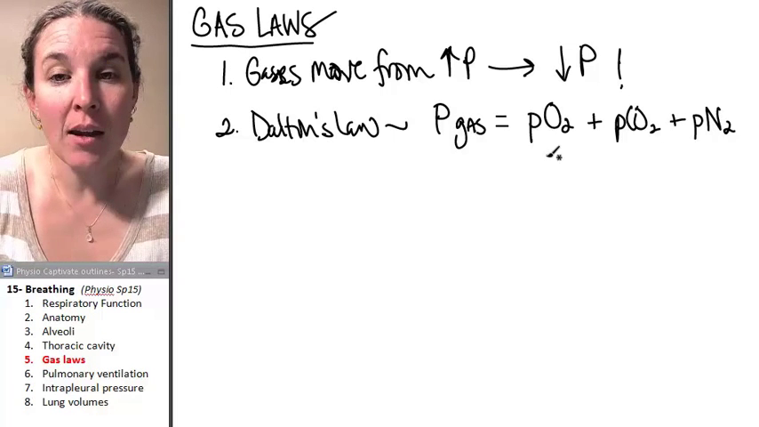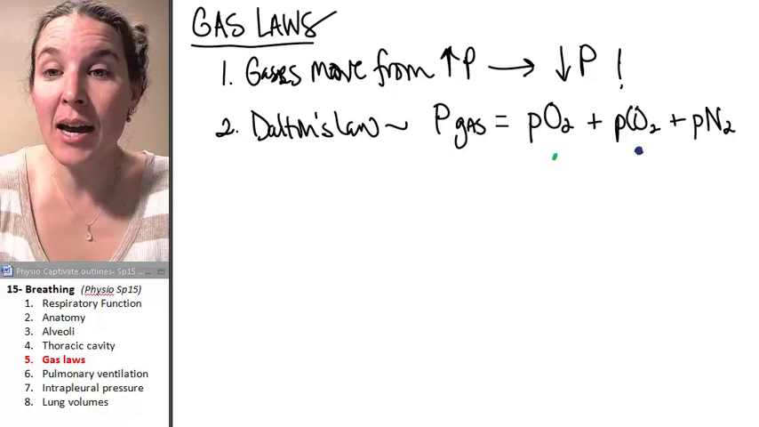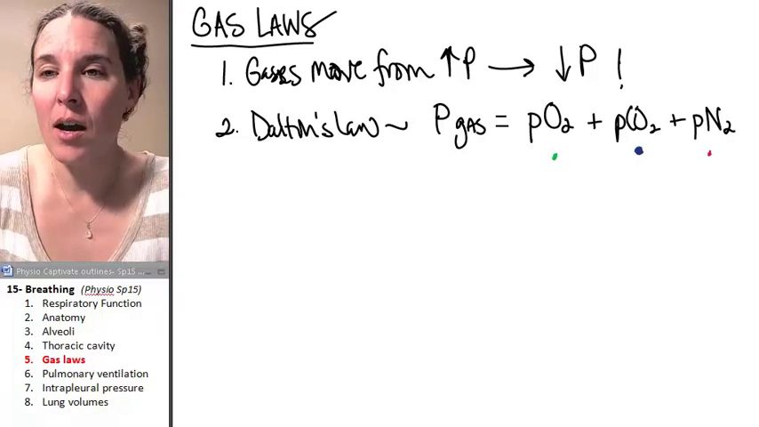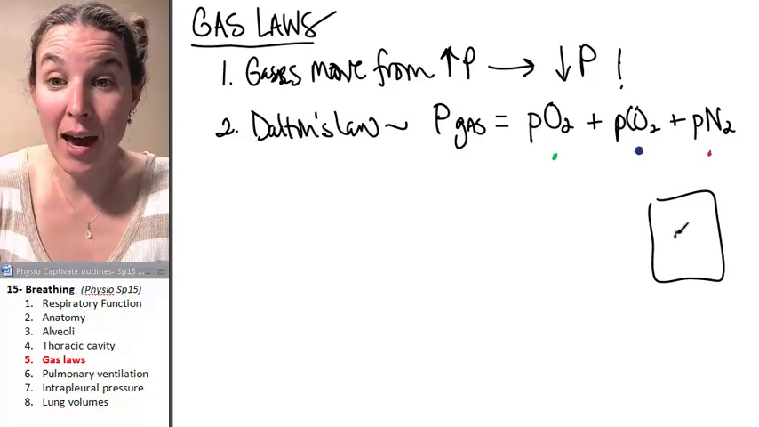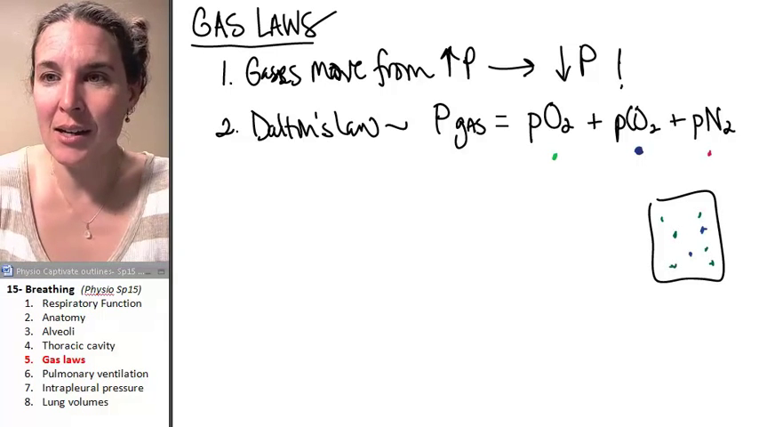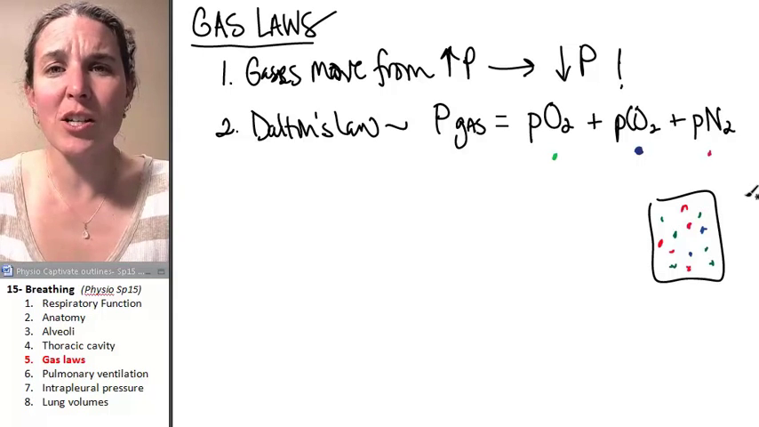But I'm just saying we've got some oxygen gas, we've got some carbon dioxide gas, and we've got a little bit of nitrogen gas. And we've got a ball, a blob, a box of gas. And it's got some oxygen in there, it's got some carbon dioxide, and it's got a bunch of nitrogen. Got to get the color right if we're going for nitrogen. Okay, what is pressure?